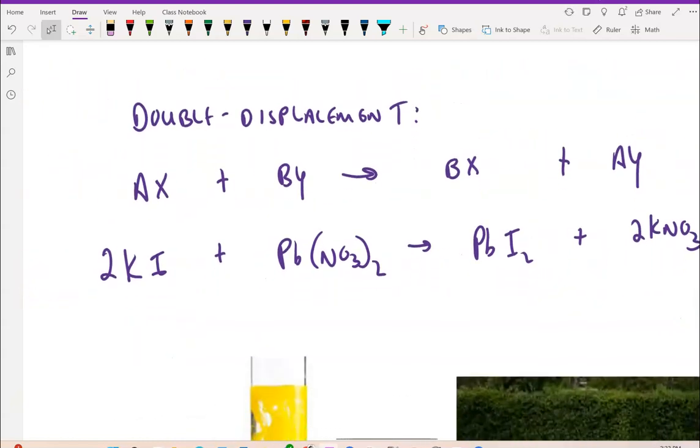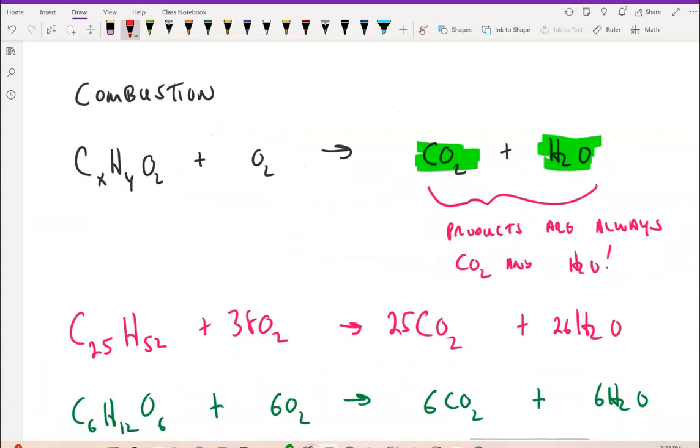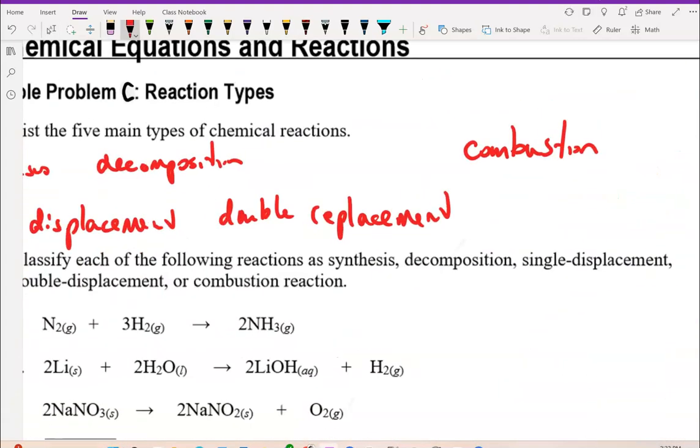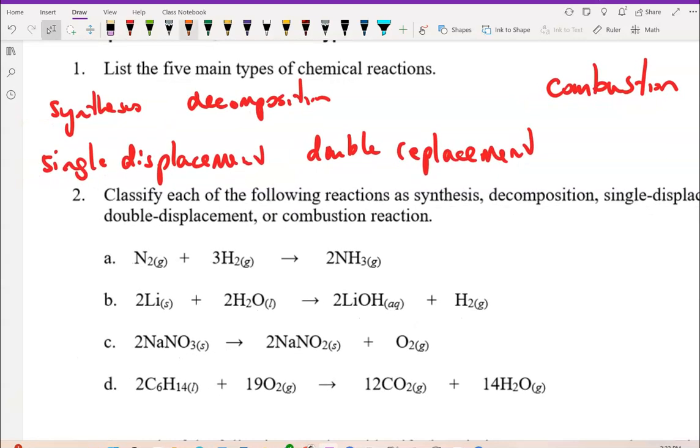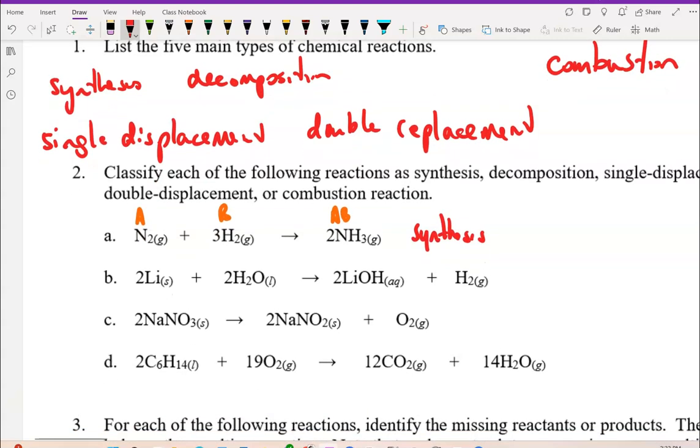A double displacement reaction involves complete switching, AX and BY. The B shacks up with the X and the A shacks up with the Y. And finally, a combustion reaction always has the same products, CO2 and H2O. So here we go. Obviously, we have a reaction that is taking two elements and combining them into something that is all by itself. That's a synthesis reaction. It fits the format.